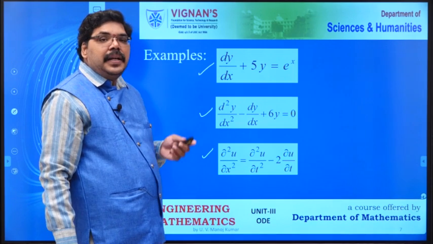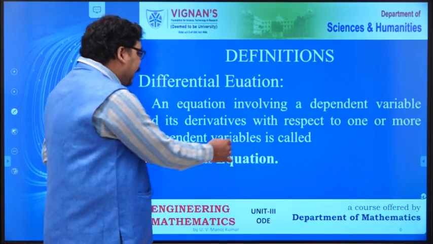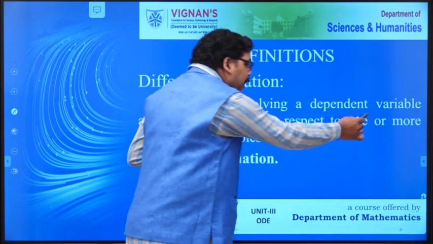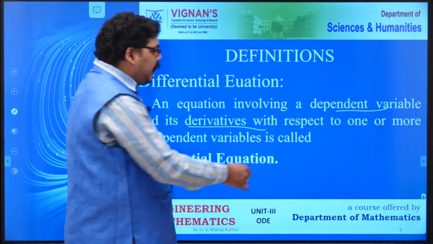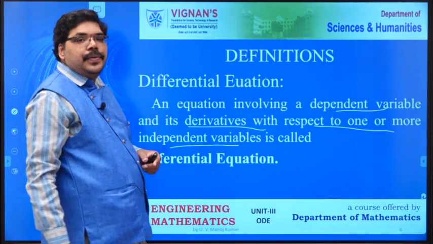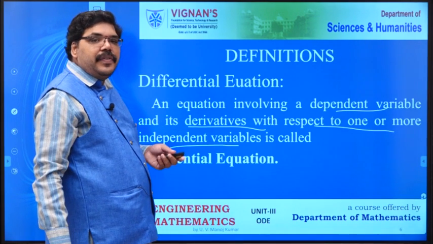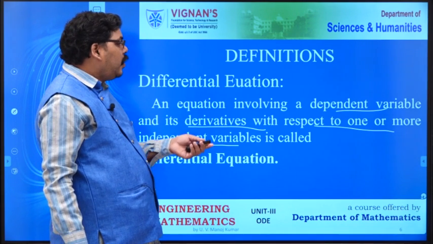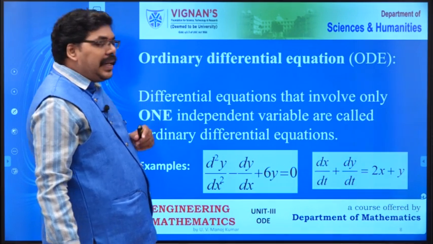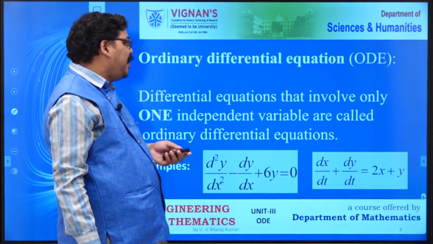What is the definition? A differential equation should be an equation involving derivatives. Derivatives of what? Derivatives of a dependent variable with respect to one or more independent variables. So, a differential equation is an equation which involves derivatives of a dependent variable with respect to one or more independent variables. Next, what is an ordinary differential equation and what is a partial differential equation?